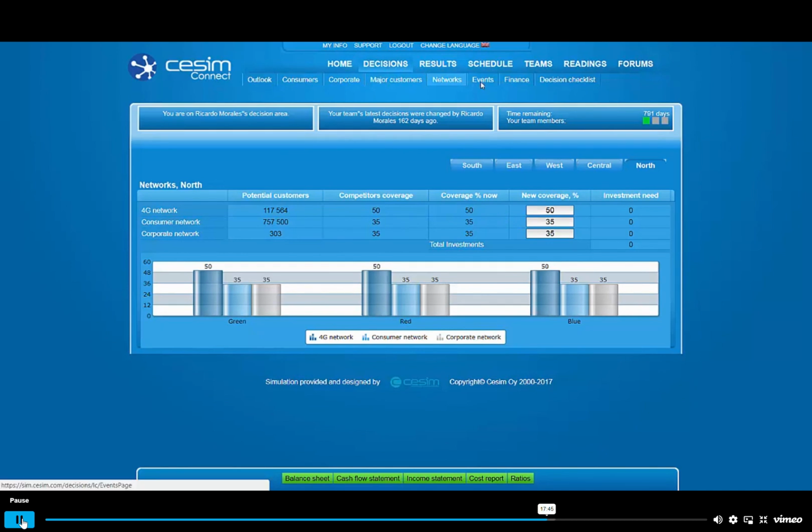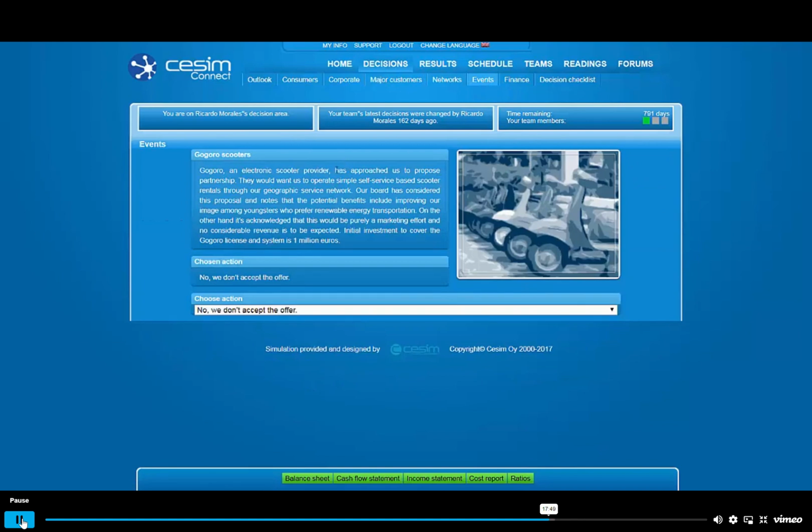Then we have an events page, and again this is not going to be available for the first round, but later you will see that there are different events that are described here, and then you need to choose an action that you want to take.